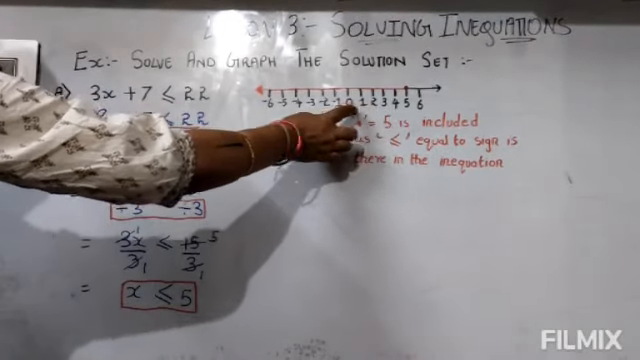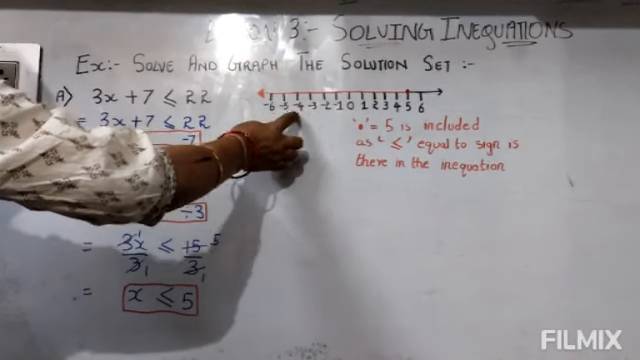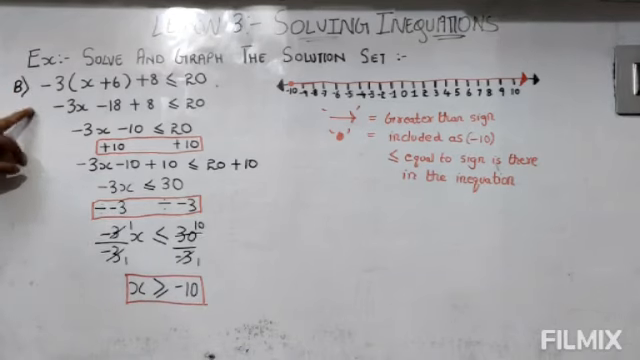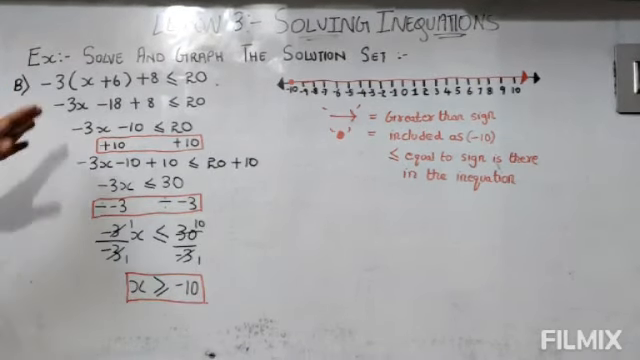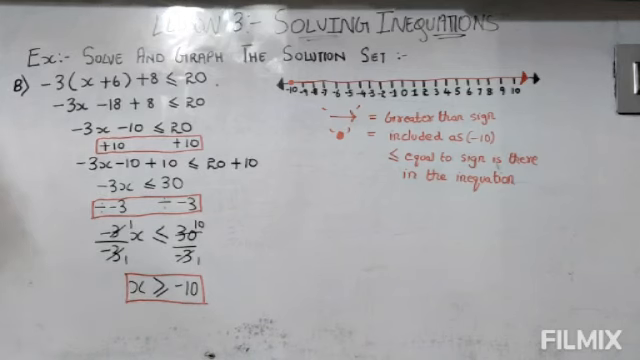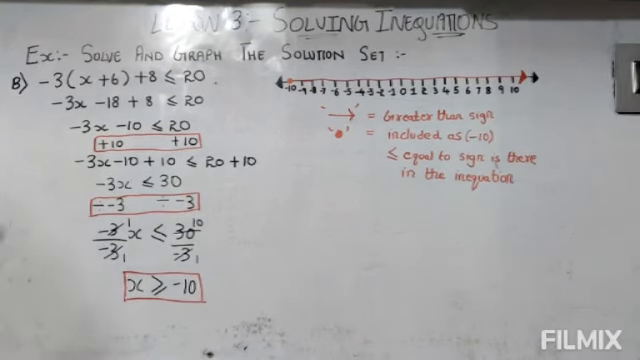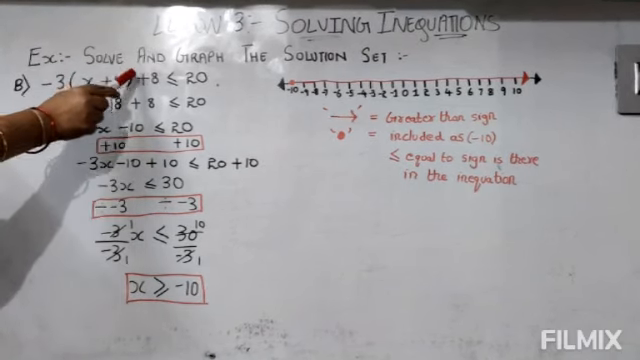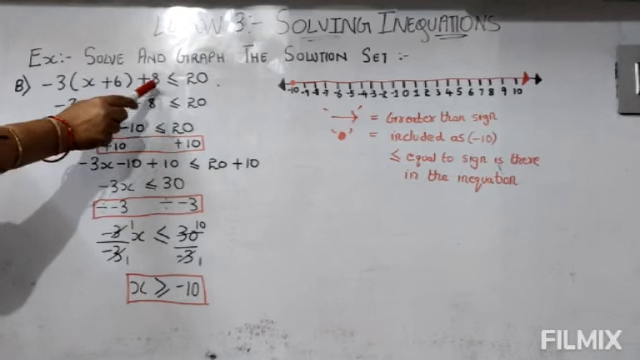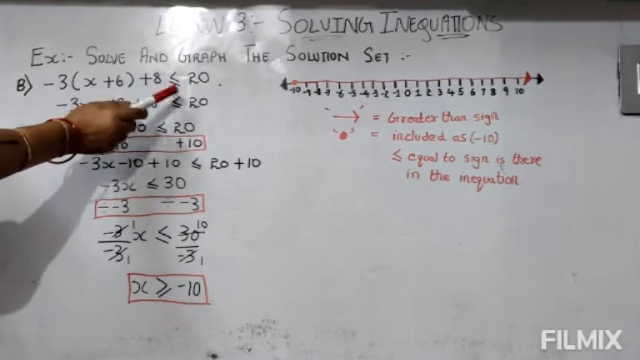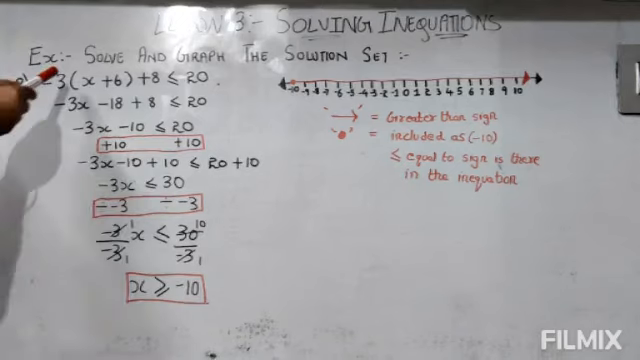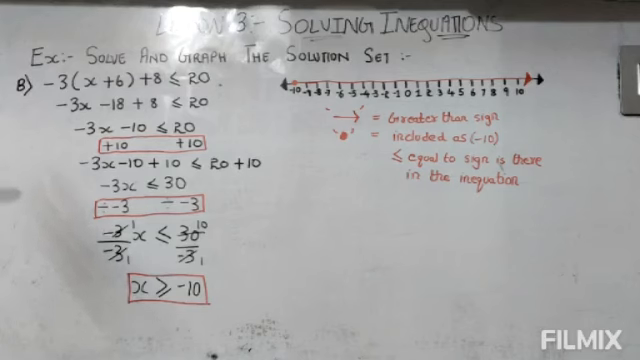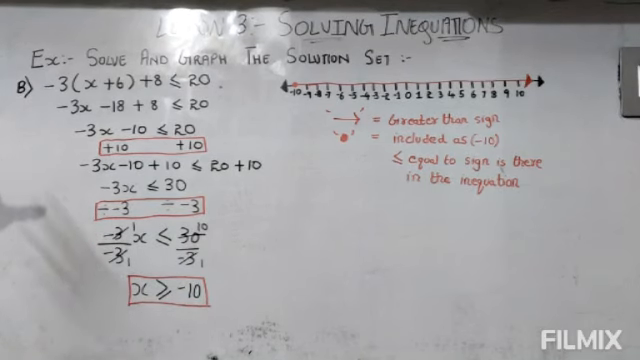5, 4, 3, 2, 1, 0, minus 1, minus 2, minus 3, minus 4, minus 7, it goes on like that. Let us take one more example on negative numbers, that is negative coefficients. So if this is the case, look here: minus 3 into x plus 6, close the brackets, plus 8 is lesser than or equal to 20. Now you have to remove these brackets. Small brackets are also called parentheses.